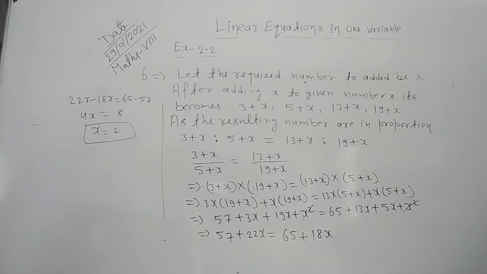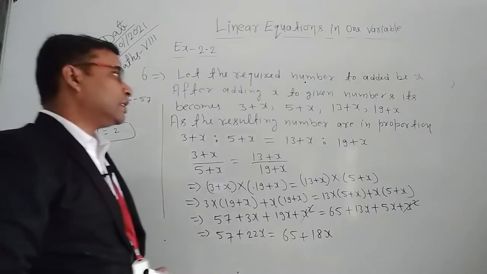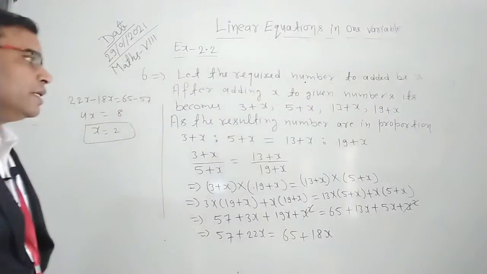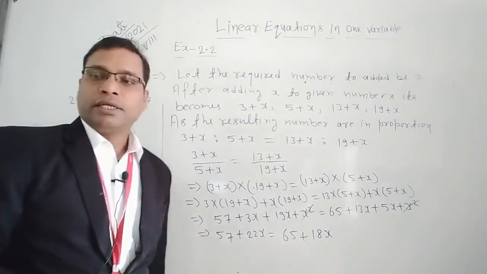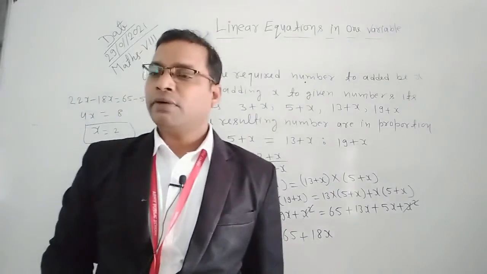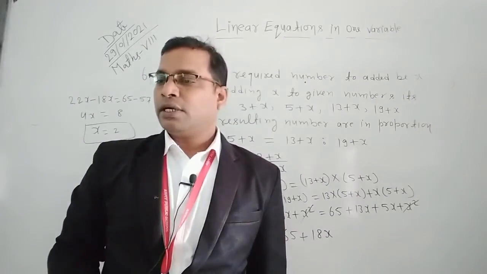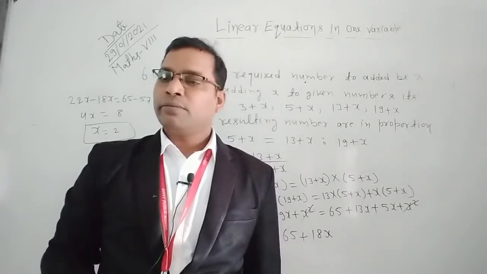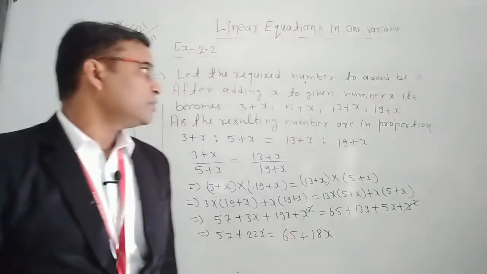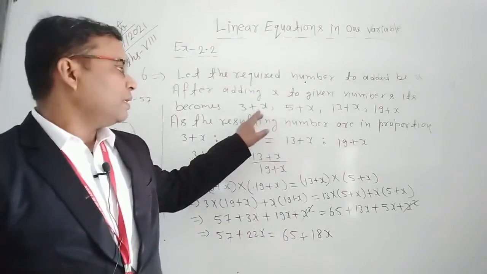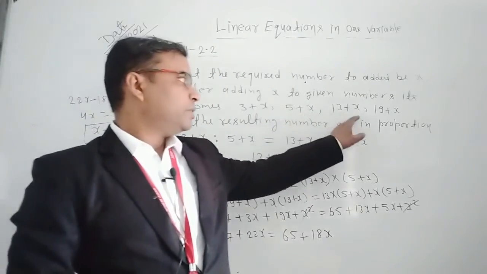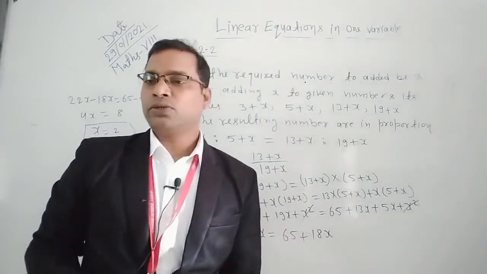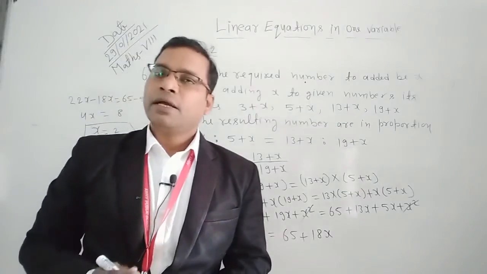Now, the required number is added to 3, 5, 13 and 19, then we will get the numbers in proportion. So what are our required numbers to form a proportion? They become 5, 7, 15 and 21. Here we need to find only the required number.